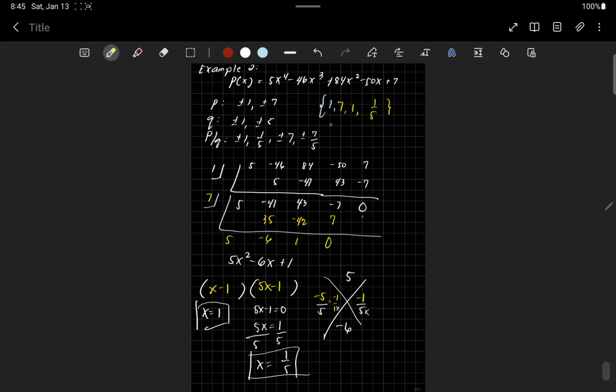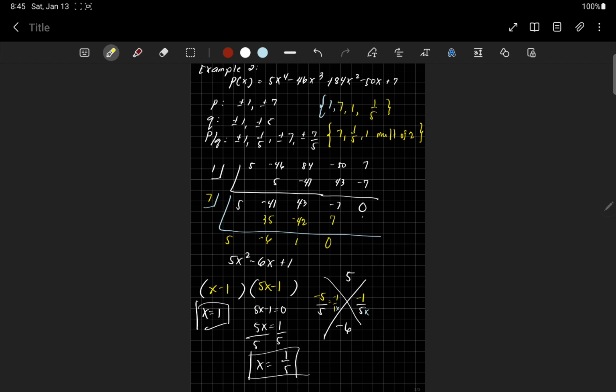So, for our final answer, we just write the root with multiplicity because we have a repeat. So, we have 7, 1 over 5, and 1 with multiplicity of 2. That means the root positive 1 occurs twice.